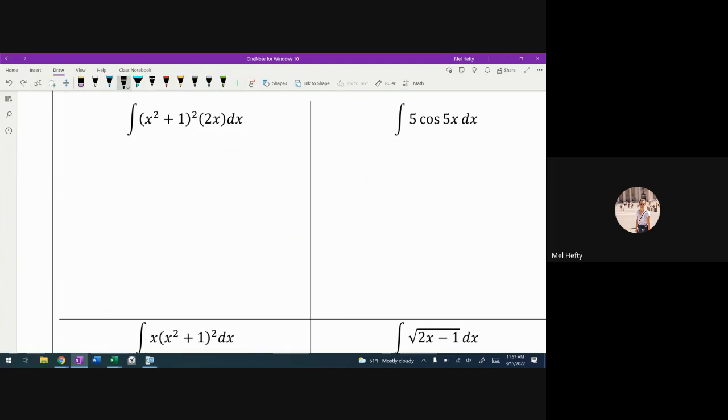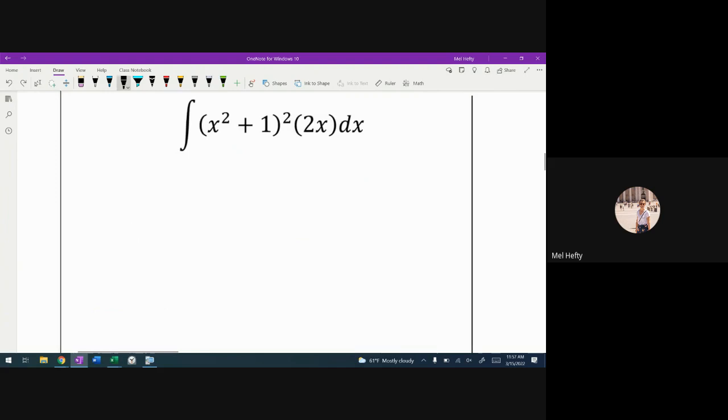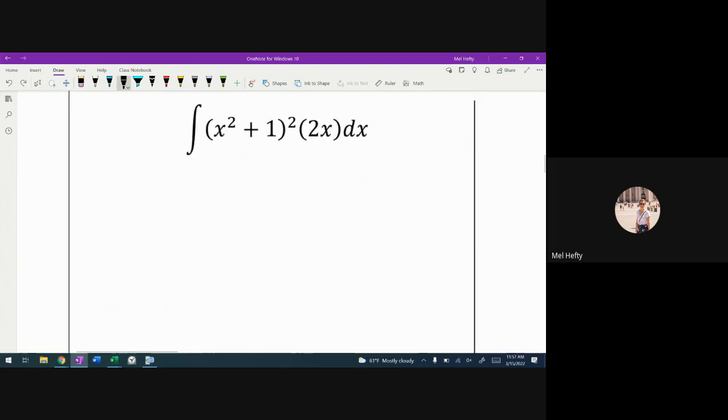So first of all, we have to figure out when we're supposed to use this method at all. So looking at this first integral right here, I'll make it real big. Do you guys see a function inside another function? Yeah. Yes. All right. What is that inside function?